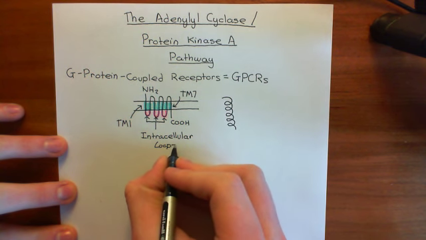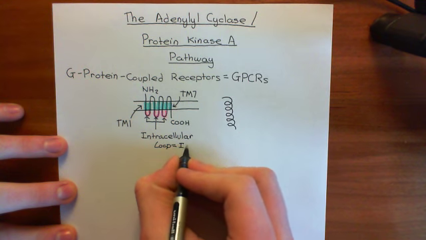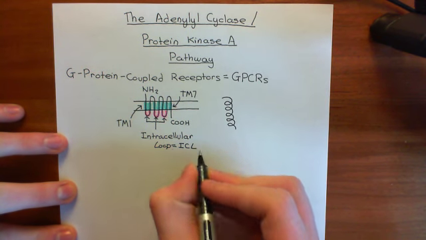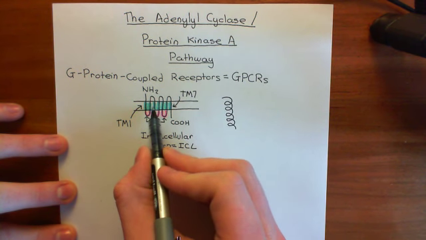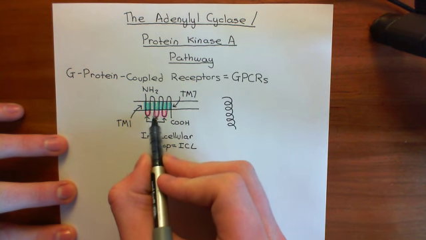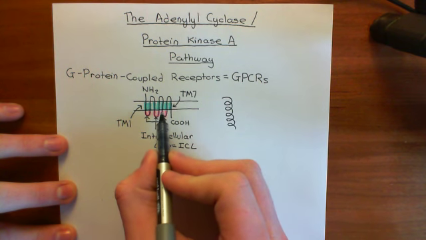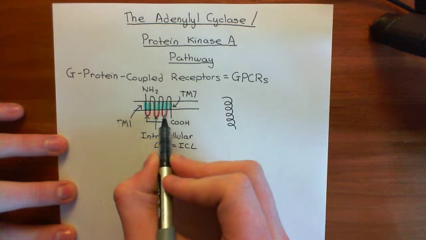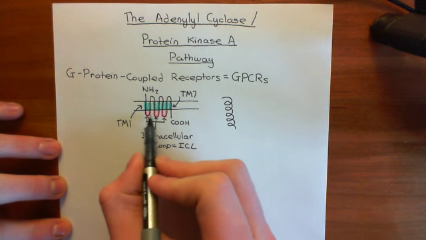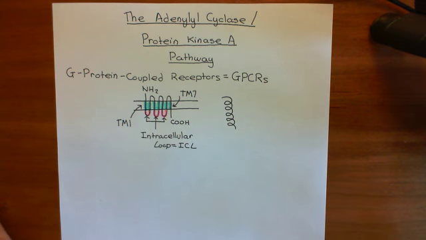Okay, so the I is for intra, the C is for cellular, and the L is for loop. So this first intracellular loop here between TM1 and TM2 is known as ICL1. The second one here between TM3 and TM4 is known as ICL2. The third one here between TM5 and TM6 is known as ICL3. So that's the naming of those intracellular loops.